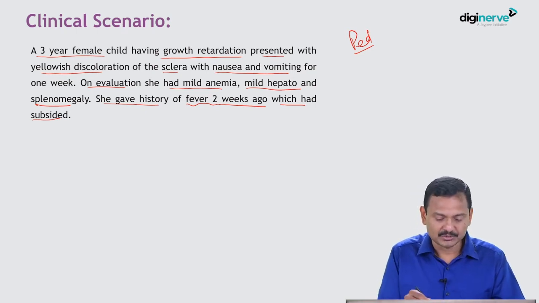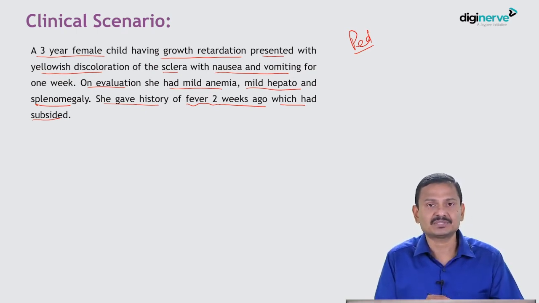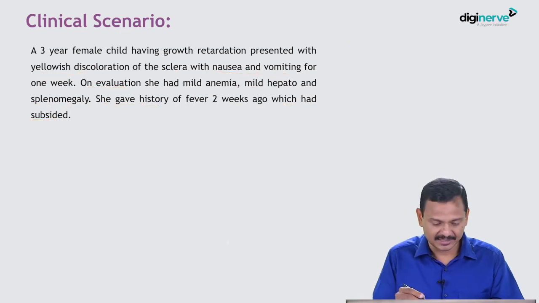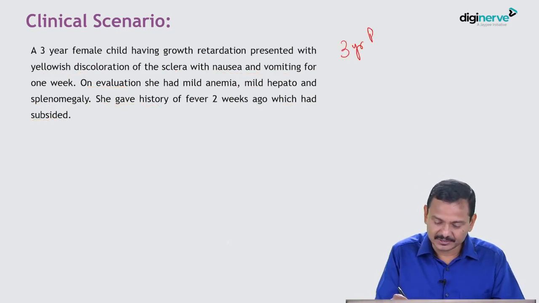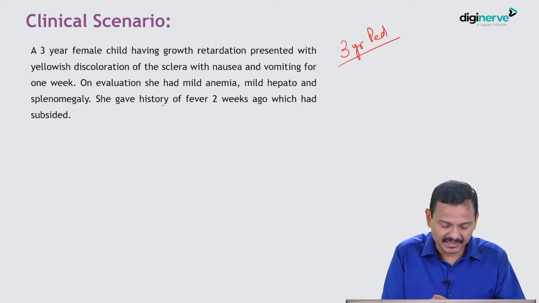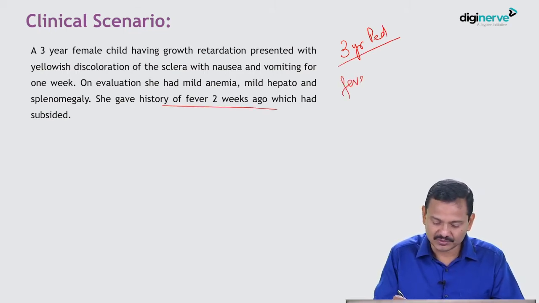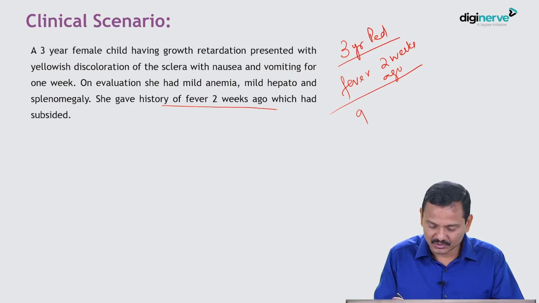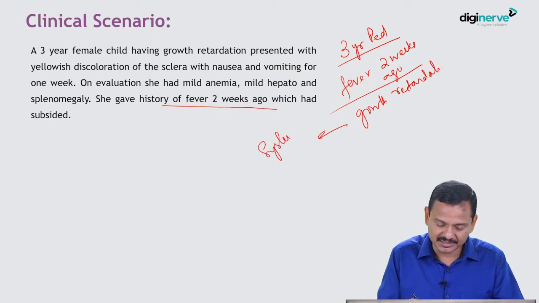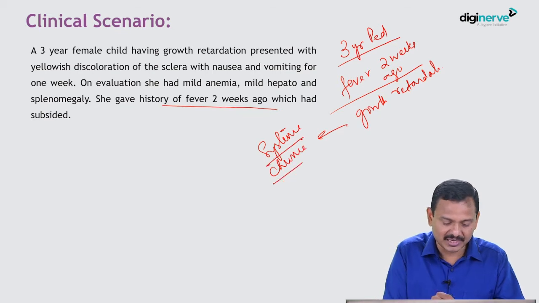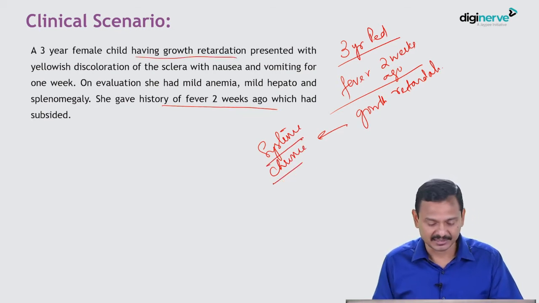So I hope you have understood what is happening in the patient. So let's analyze it again. So she is a 3-year pediatric patient. She had fever 2 weeks ago. So we will go from the back. Fever 2 weeks ago. In addition to that, she has growth retardation. Now growth retardation indicates that she is having something systemic as well as something chronic that is happening for a long time, and that's why she has a growth retardation.